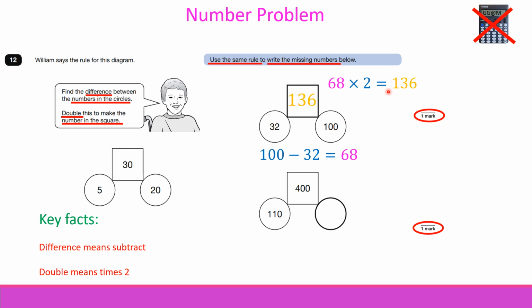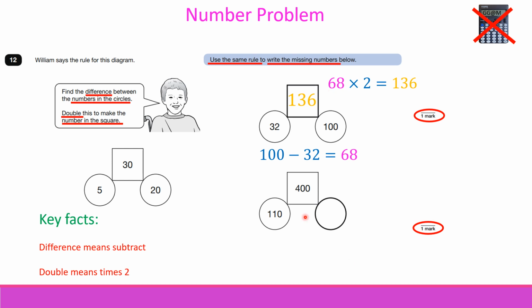You need to write the answer in the box. Now, some children will be able to just know how to do 68 times by 2 in their head. Other children will have to write down how to get the answer. There is space around the diagram to write your working out down. Even though it's worth 1 mark, write down what you're thinking in order to help you to get the answer 136.